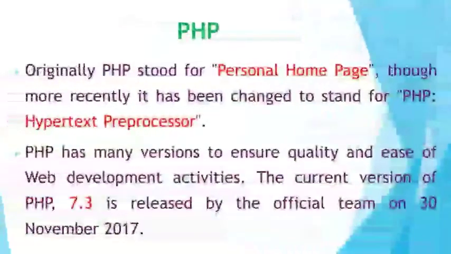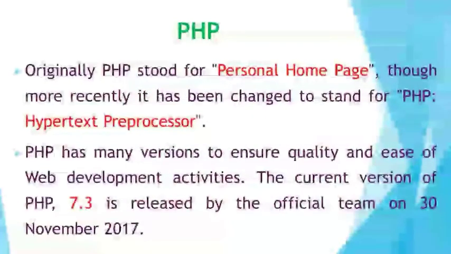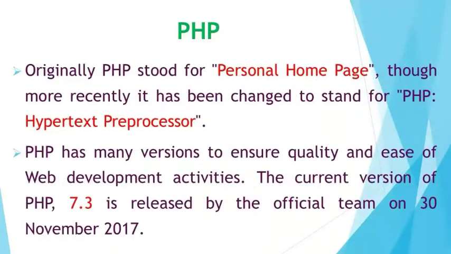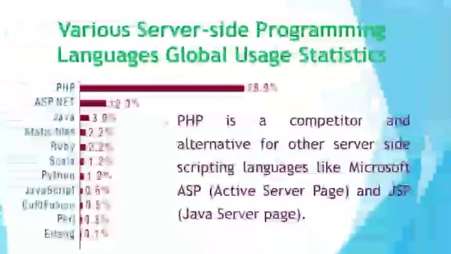Let's see the next point. Initially, PHP stood for Personal Home Page. But recently, it has been changed to Hypertext Preprocessor. So, PHP stands for Hypertext Preprocessor. This PHP has many versions. Currently, we are using PHP version 7.3. It was released by the official team on 30th November 2017. Okay. The current version of PHP is what? 7.3. Okay. Let's see the next topic.